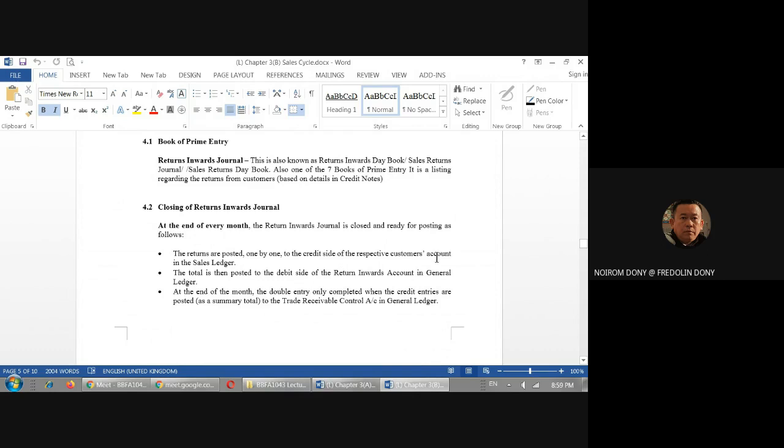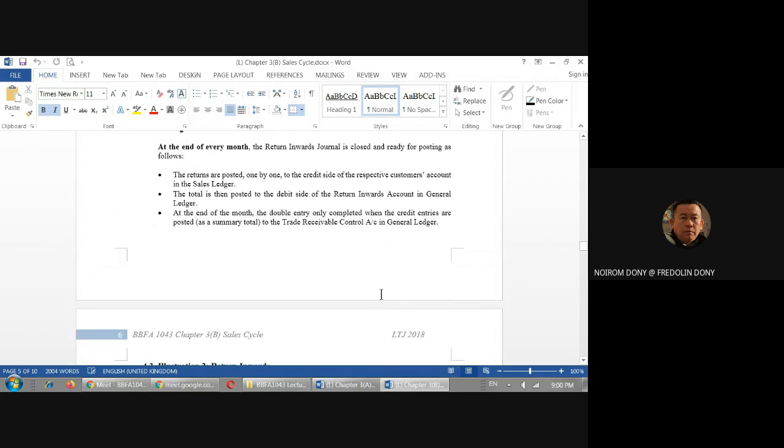Okay, but then credit only, no debit. At the end of the month, then you do the second step. That is, open up the return inward account in the general ledger and the trade receivable control account. Return inward is like what I've explained to you as one of the inventory accounts. So it's always debit. So we debit return inward. If it's debit, the corresponding entry must be credit. So the trade receivable control account will be credited in total amount. And the date must be the last day.